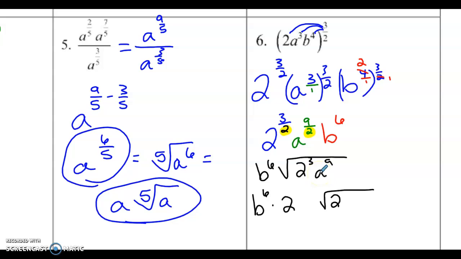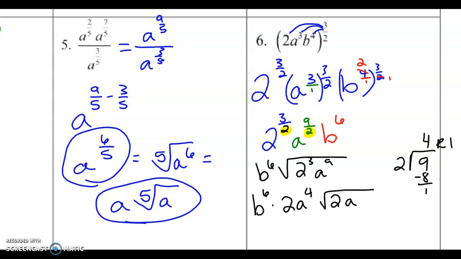So a to the 9th, since it's a square root, I can pull out a to the 4th, but we're left with 1. So if you like that long division example, you can think, how many times is 2, since it's a square root, going to 9? 4 with the remainder 1.